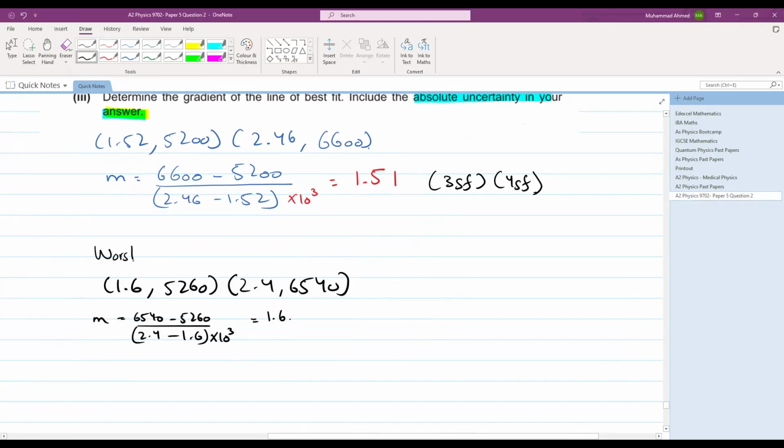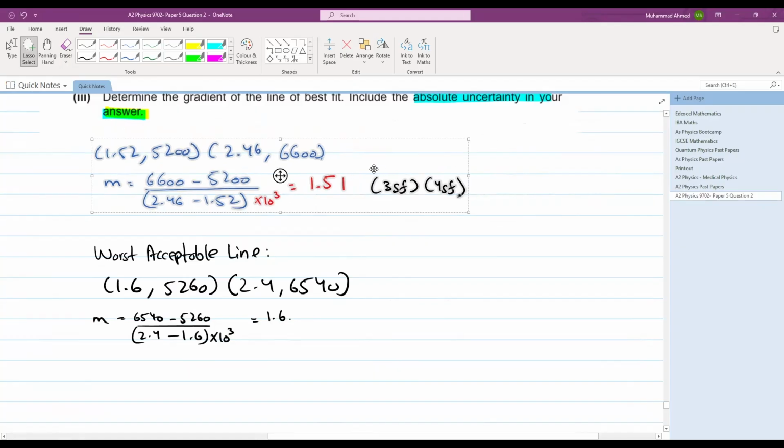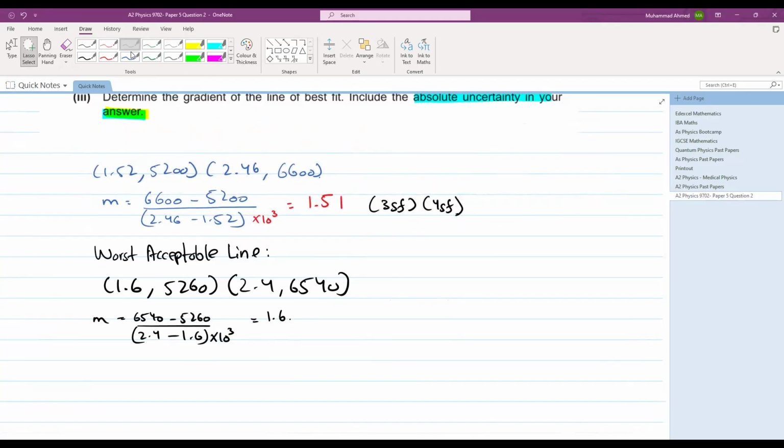This is the gradient of the worst acceptable line. And the blue one is the gradient of the best fit line. This is for the best fit line.